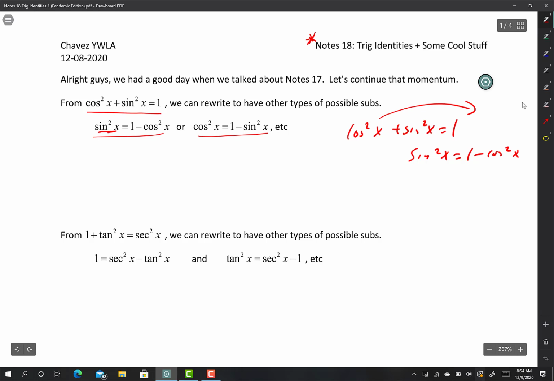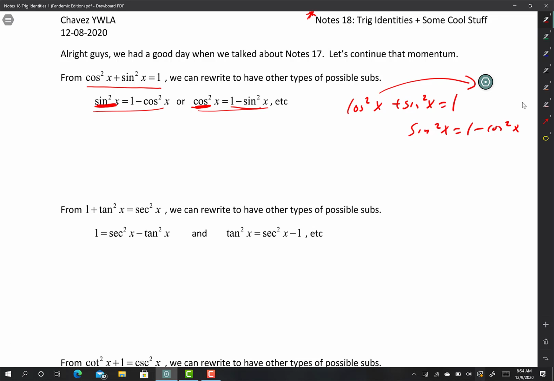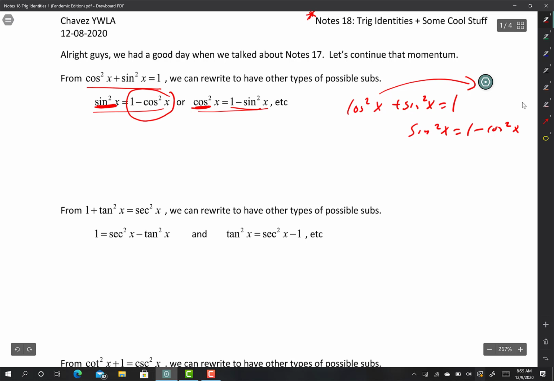Whenever you see a sine squared, recognize that you can replace sine squared with 1 minus cosine squared. Wherever you see a cosine squared, recognize that you can substitute it with 1 minus sine squared. Now, don't just substitute for the sake of substituting. Substitute those expressions whenever you feel that they will help you. Remember, 1 minus cosine squared is the difference of squares, so you can factor it into 1 plus cosine x, 1 minus cosine x. And 1 minus sine squared is also the difference of squares, so you can factor it into 1 plus sine x, 1 minus sine x.